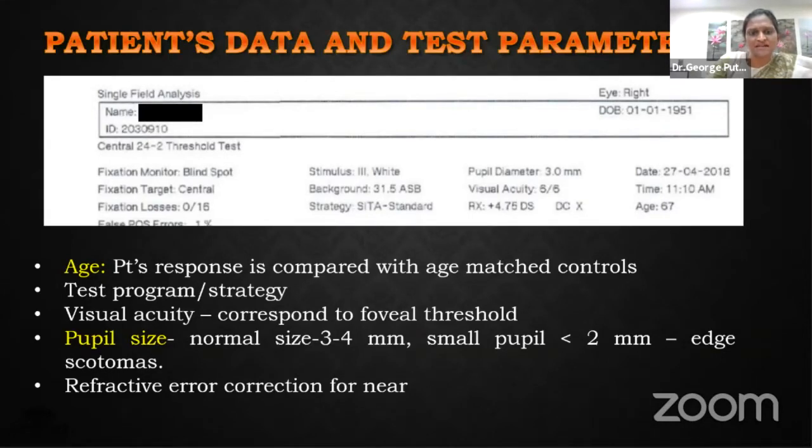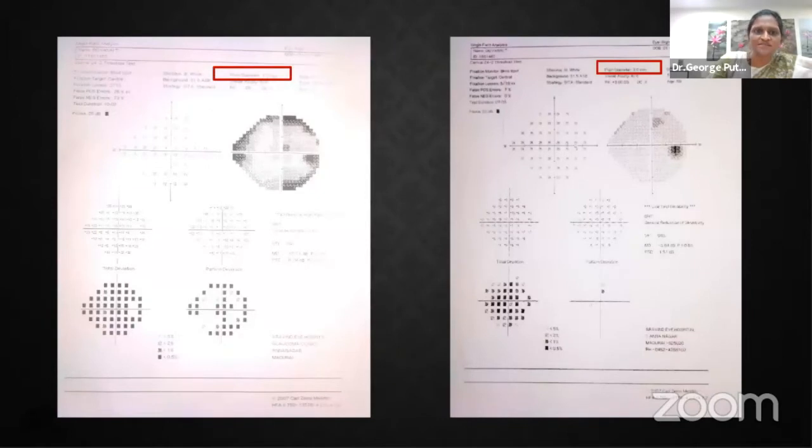The ideal pupil size is 2.5 to 4 millimeters. A small pupil may give false scotomas. As you see in this patient, numerous edge scotomas occur when the pupil diameter is around 1 millimeter. When the same patient undergoes the fields again with a pupil diameter of 3 millimeters, the edge scotomas have vanished.